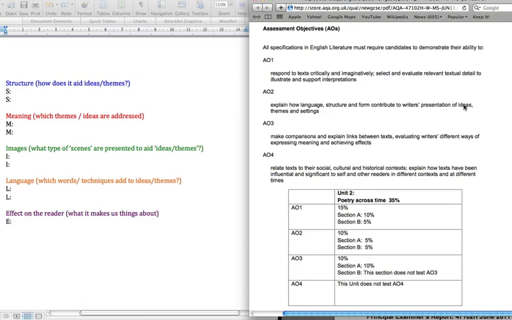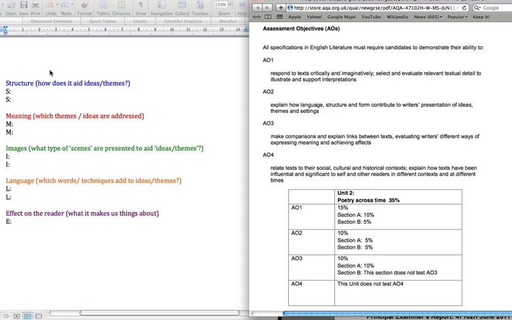So the first thing you need to know is you need to know the ideas, themes and settings and how this actually comes across, and that all comes under meaning, not settings naturally. Settings actually goes into images, but the ideas and themes are the most important thing, and that's what we're going to pick out. The rest of it, language, structure and form, how do they support that?